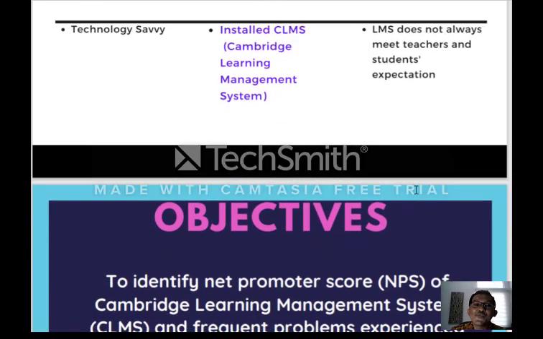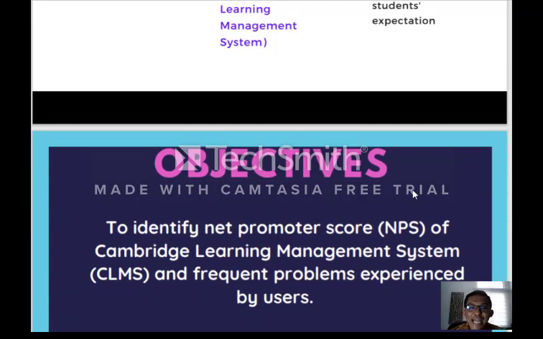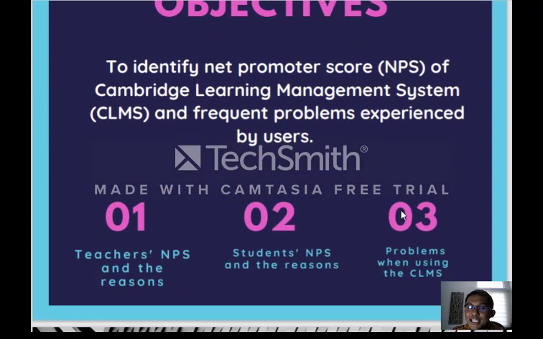So the objective of this study is to identify the Net Promoter Score (NPS) of Cambridge Learning Management System and the frequent problems experienced by users. The study is going to identify teachers' NPS and the reasons behind that, and also students' NPS and the reasons behind that, and finally, problems when using the LMS.